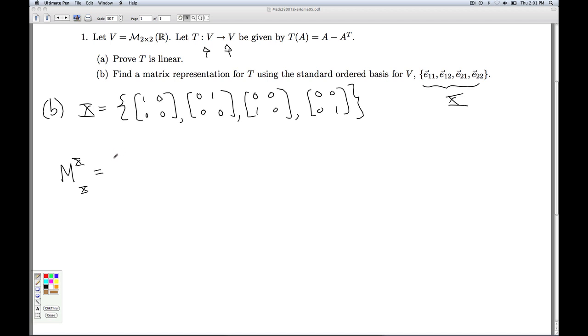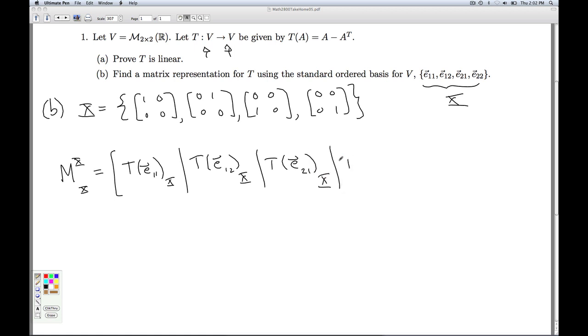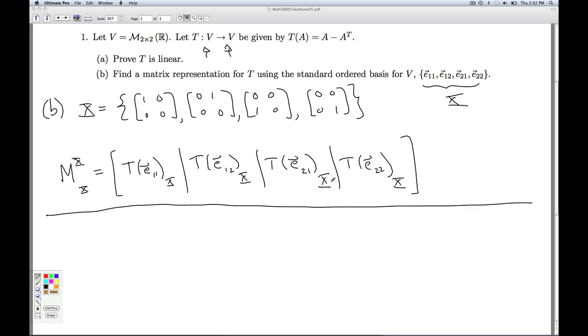And how do I do that? Well, for each column, I take T of each of these basis vectors, and then express that in X coordinates. So this will be T of E11 in X coordinates, T of E12 in X coordinates, T of E21 in X coordinates, and T of E22 in X coordinates. So let's start going through and find each of these.